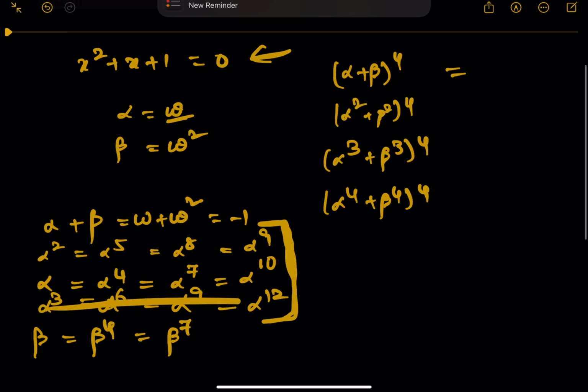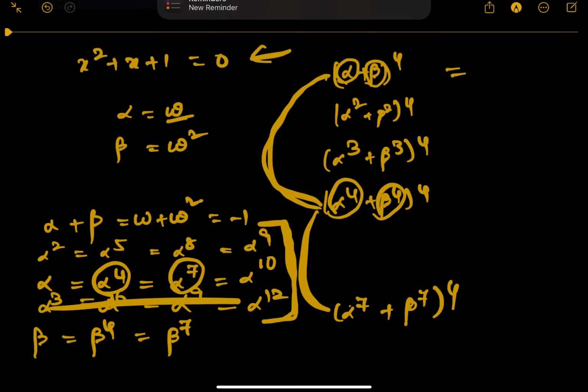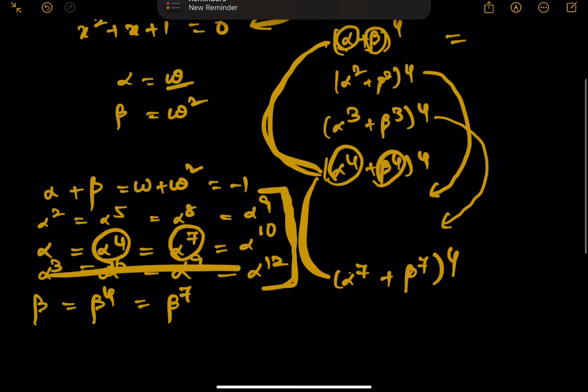All right, so basically alpha and alpha power 4 are same, so this term and this term are same. Beta and beta power 4 are same, so these two terms are literally the same terms. And similarly, alpha is equal to alpha power 4 is equal to alpha power 7, so alpha power 7 and beta power 7 whole power 4, these two are also same. And this term and alpha power 5 term will be same, this term and alpha power 6 term will be same. So the first three terms will keep repeating.